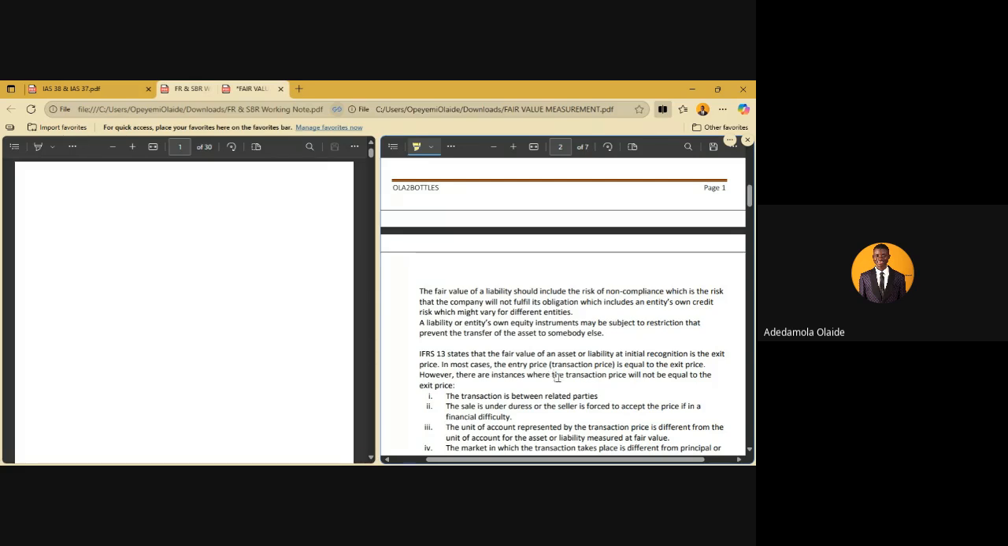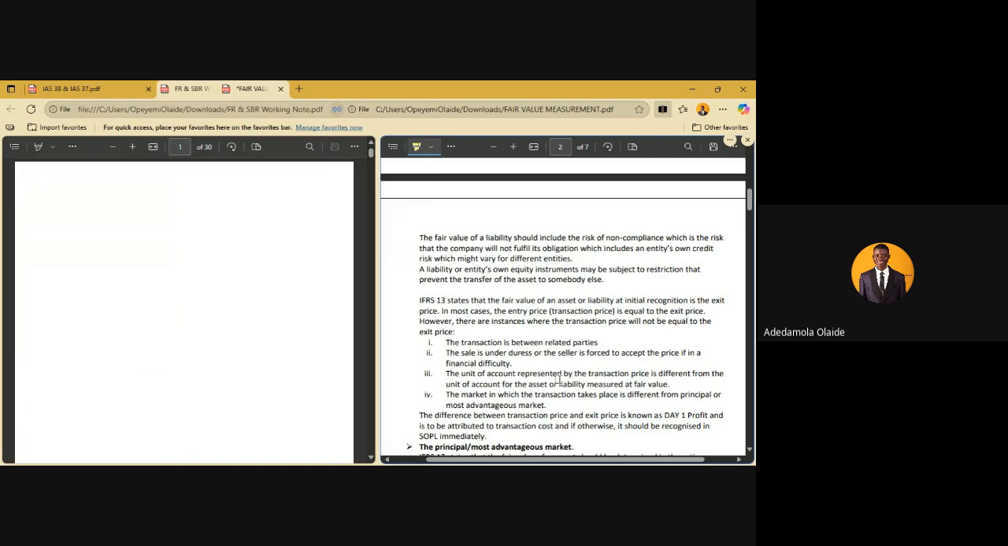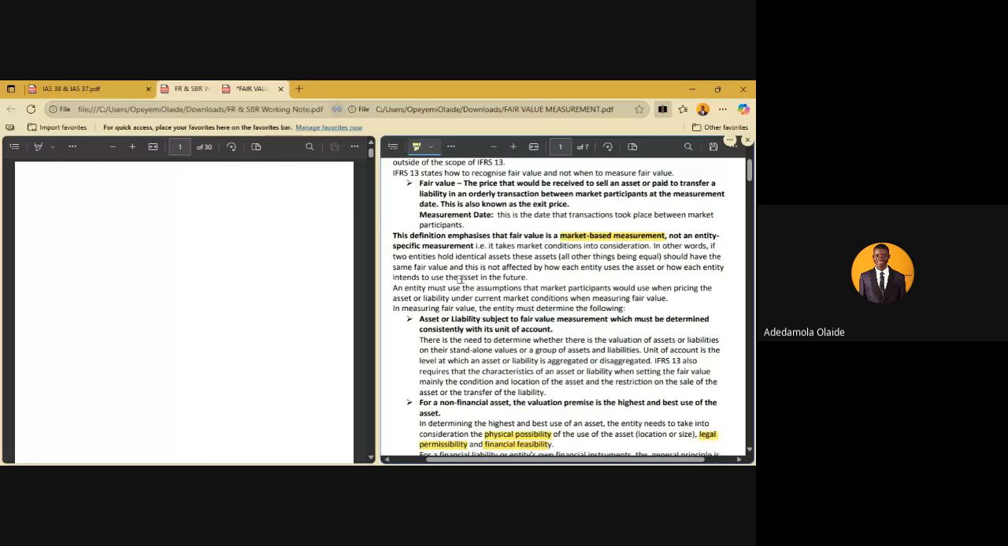Now, to determine the fair value of an asset, it should be determined at the exit price. That is the price at which you will sell, the price at which you will take the asset out of the market, just like we said here. Exit price.